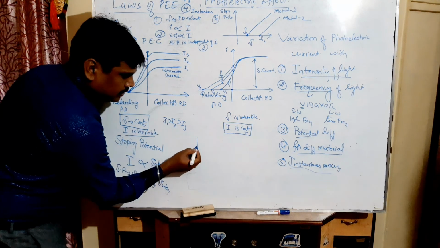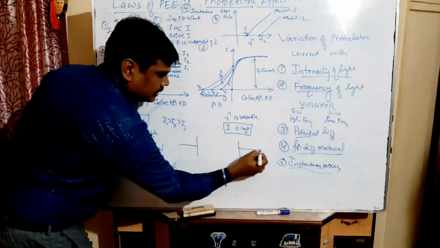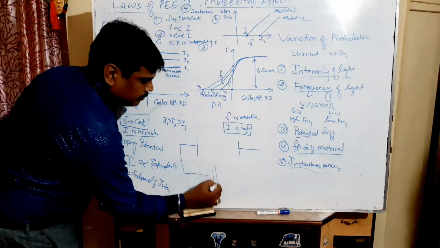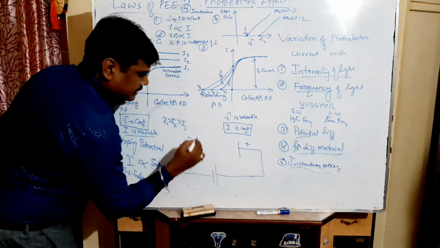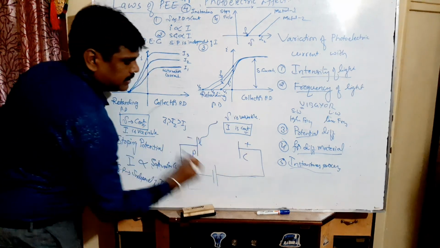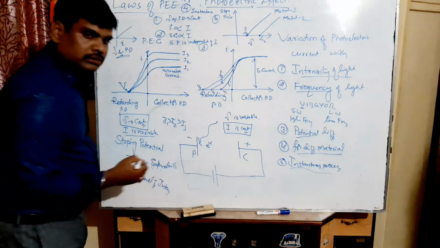This is the photosensitive plate, emitter plate, and this is the collector plate, and this one is the potential difference. Initially, if this is positive and this is negative, this is P and this is C. When a light is incident, this is inside the glass chamber, you know that photoelectric effect takes place, the electrons will come out.